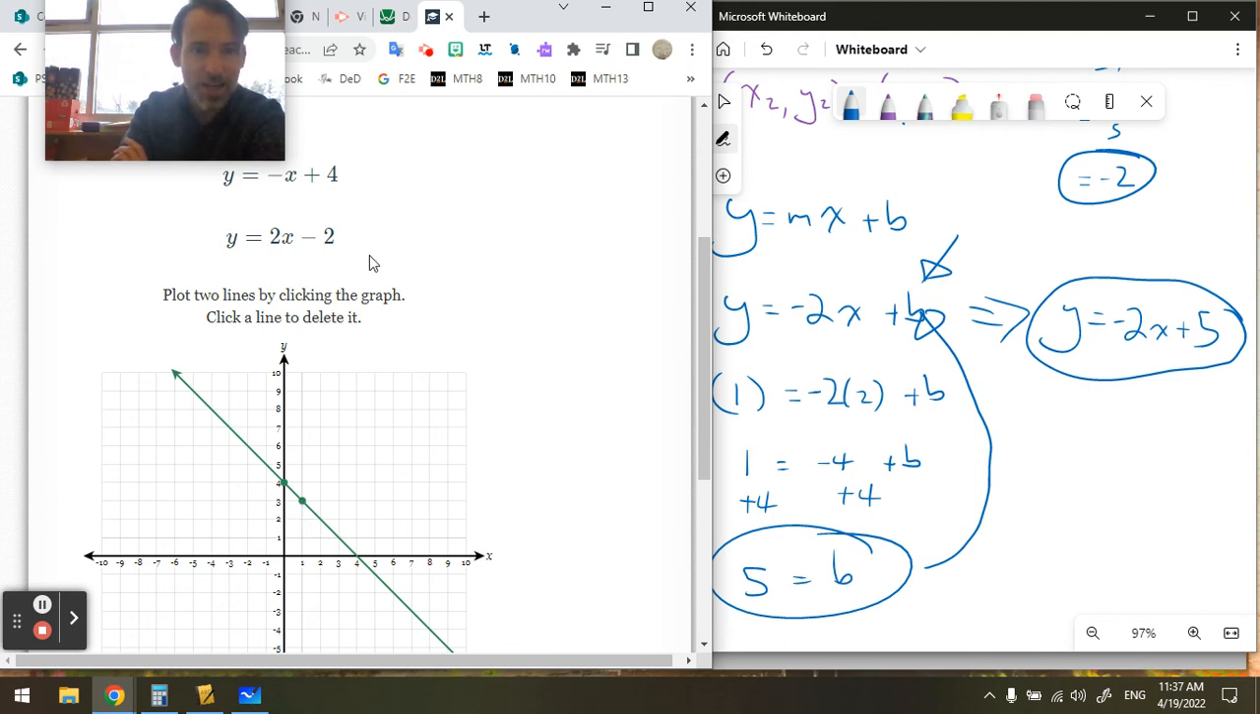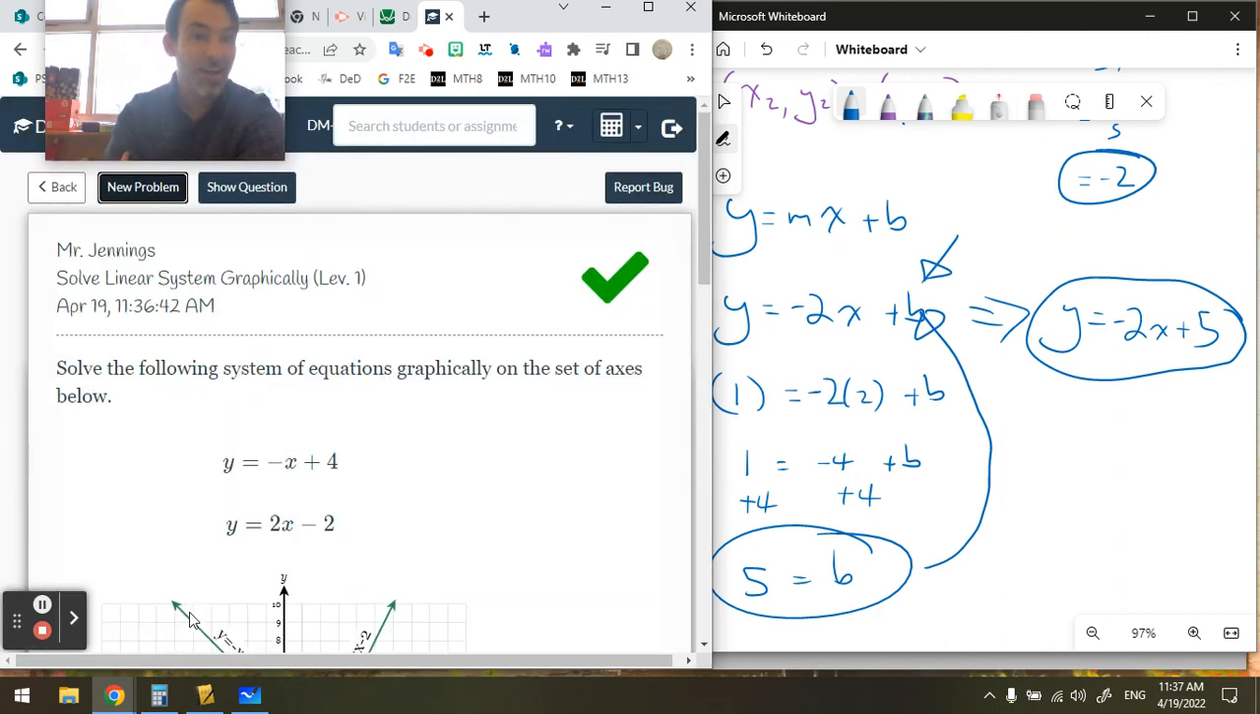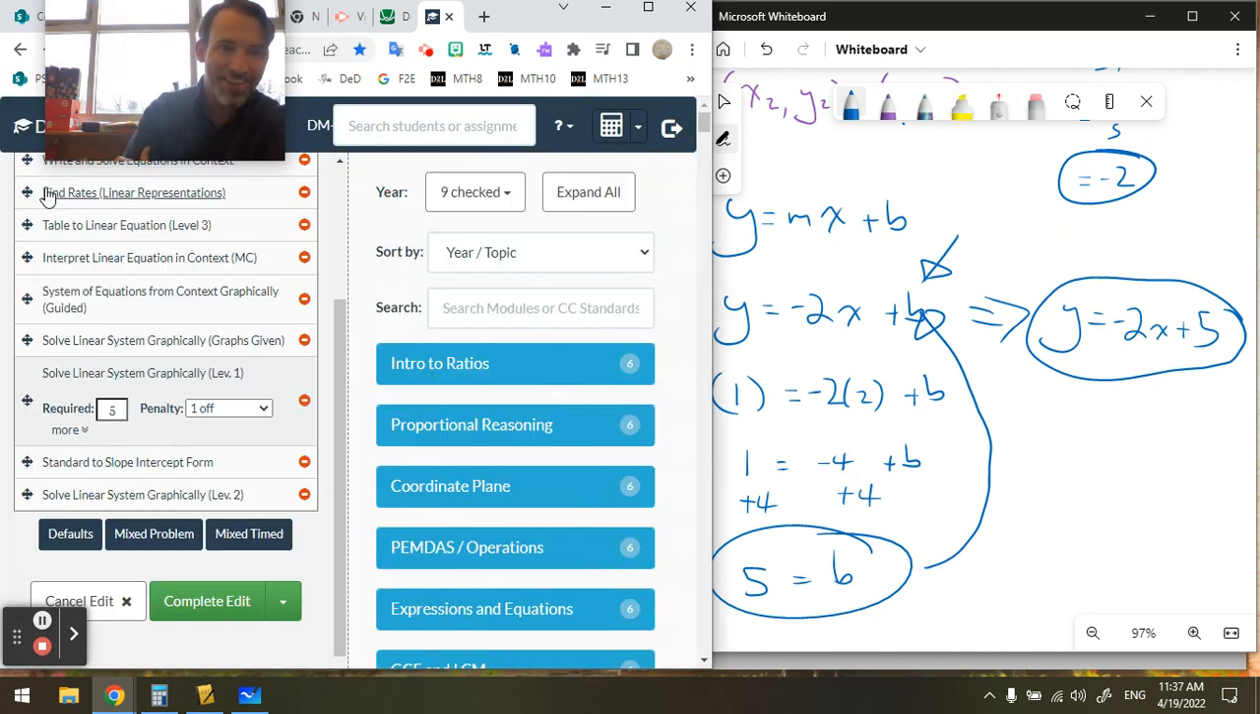Now I'm going to plot this line here. I start at -2 because that's my b, but it has a positive m of 2, so it's over 1 and up 2. Then I find the intersection, which is the point 2, 2, and that is my solution. 2, comma 2, end bracket, finish. Hooray!